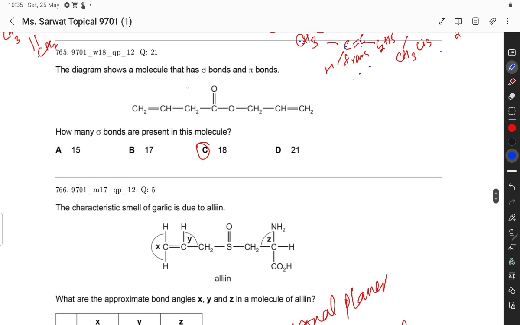The diagram shows a molecule with sigma bonds and pi bonds. How many sigma bonds are present in this molecule? So look here, 2 hydrogen atoms, this is also a hydrogen atom. In this way you can easily calculate the number of pi bonds, in the fully displayed structure.